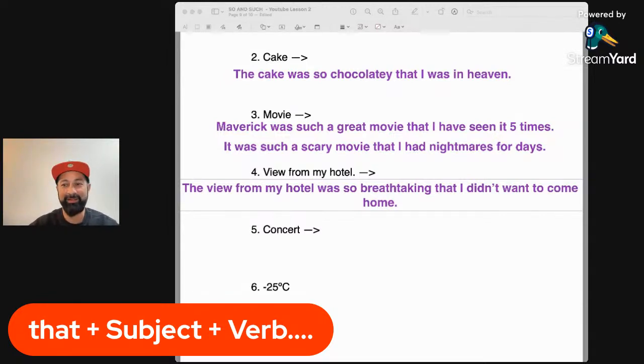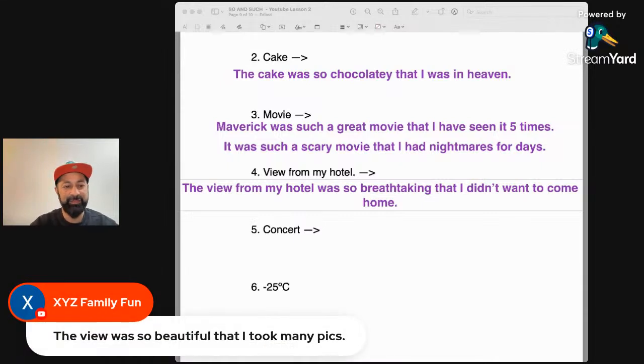All right. Who else has an answer here that they want to share? XYZ has an answer here. The view was so beautiful that I took many pics, many pictures. Nice. Yes, I did that too, actually. I took a lot of pictures when I was on vacation. Okay. And if anybody else has answers, just keep adding them as we move on.